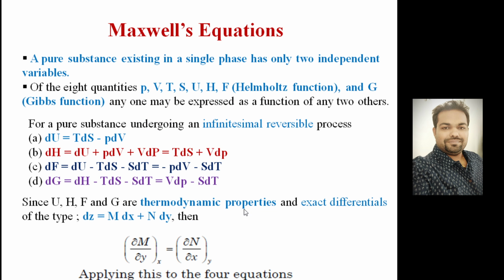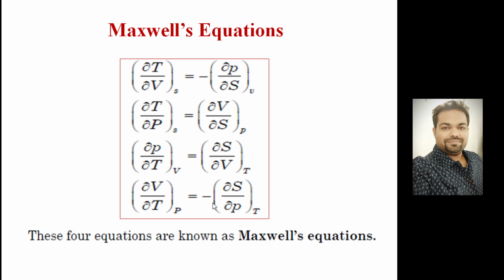And if you look at the last equation, it can be written as dou V by dou T at P is equal to minus dou S by dou P at T. So you have written four partial differential equations. These four equations are known as Maxwell's equations. These four equations basically relate all eight different properties of the system, and they are very important relationships in thermodynamics. Like that you can derive the four Maxwell equations.